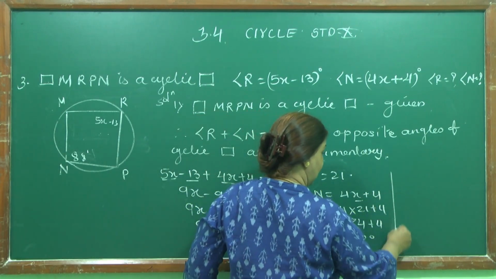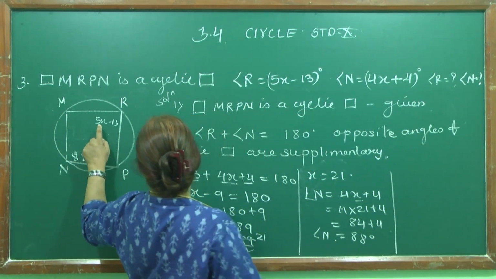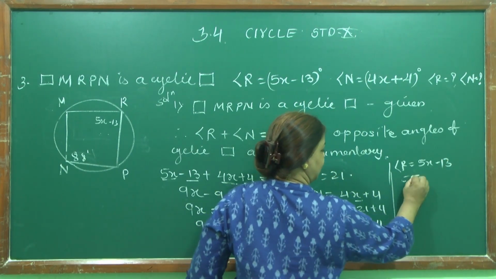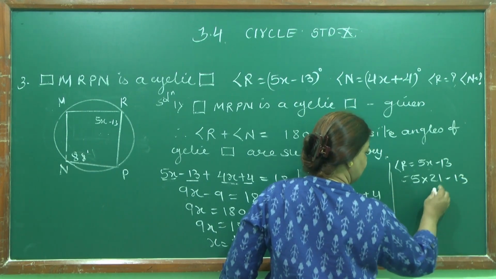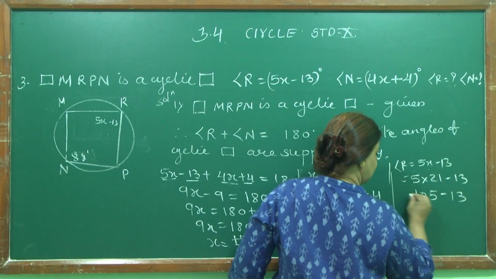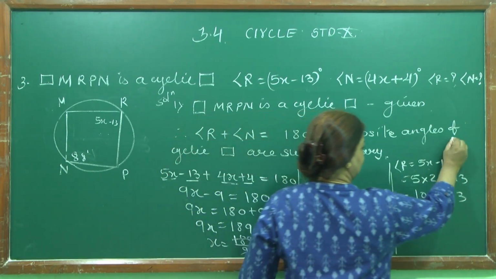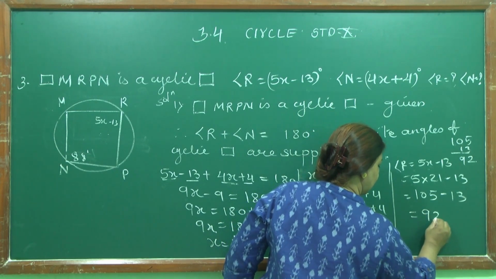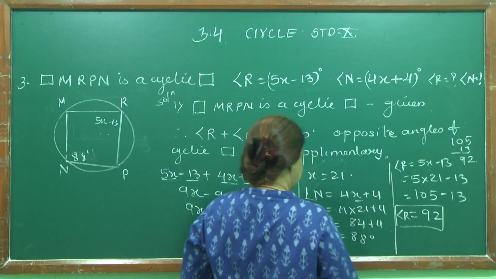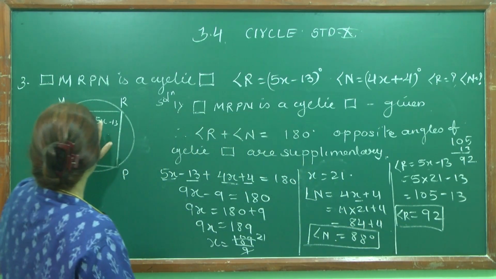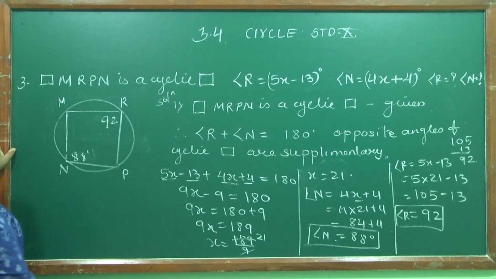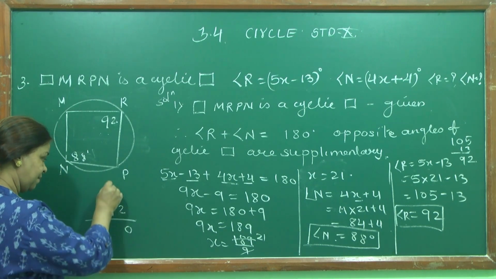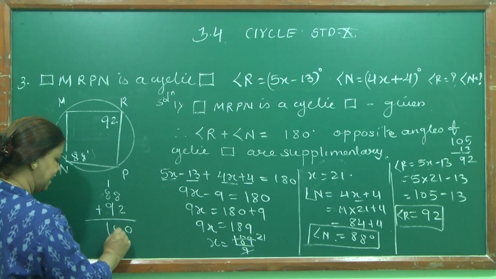And we will be getting now angle R. Angle R is how much? 5x minus 13. Angle R is 5x minus 13, so 5 into 21 minus 13. 5 ones are 5, 5 twos are 10, so 105 minus 13, children. Just do like that. Minus 13. 5 minus 3 is 2. 10 minus 1 is 9. 92. So R is equal to 92 degree, and here N is equal to 88 degree. Just add and see whether they are 180 or not. See, 88 plus 92, 8 plus 2 is 10, and 9 plus 9 is 18, so 180.